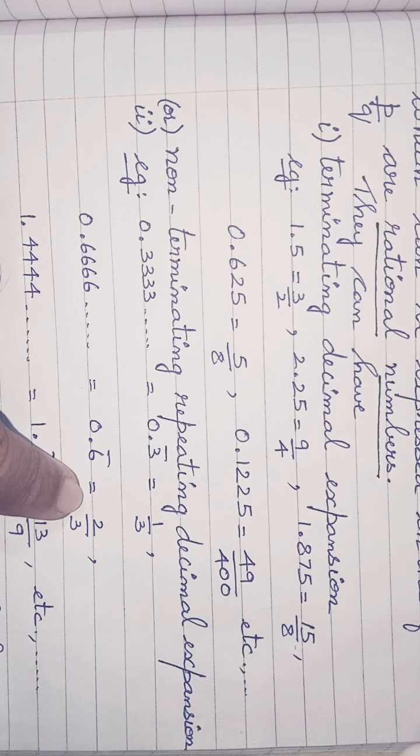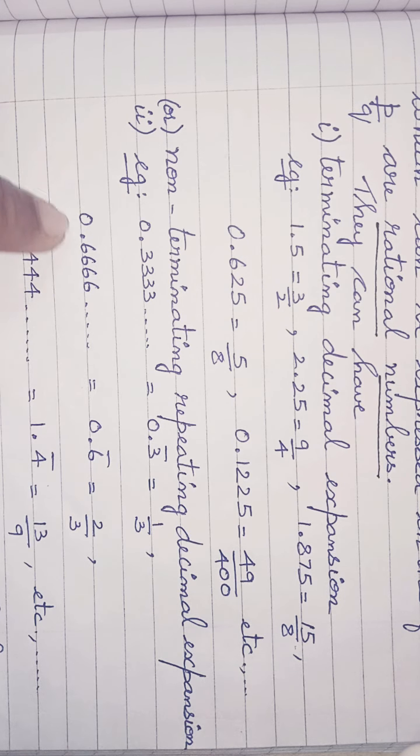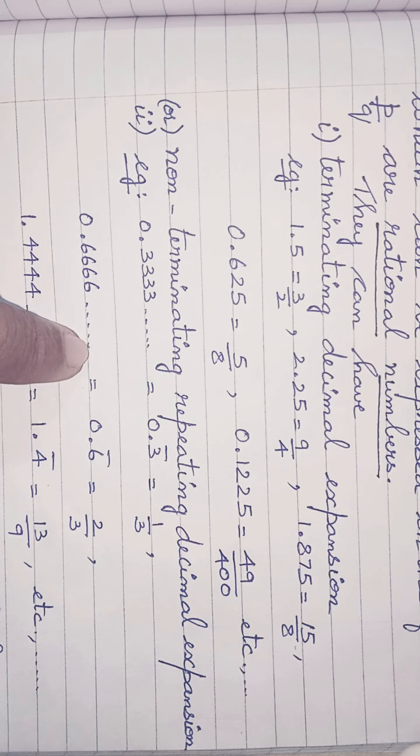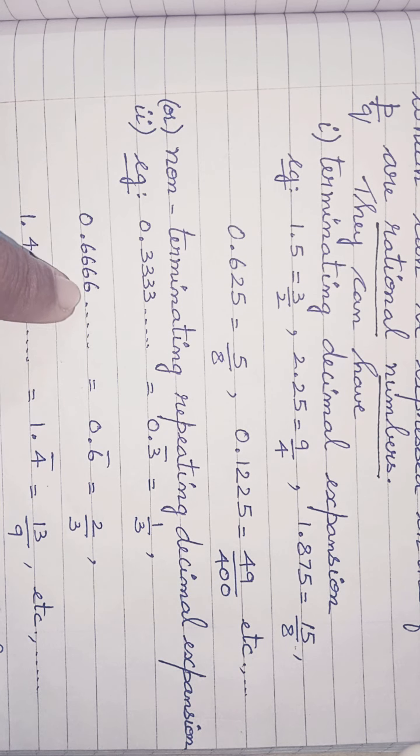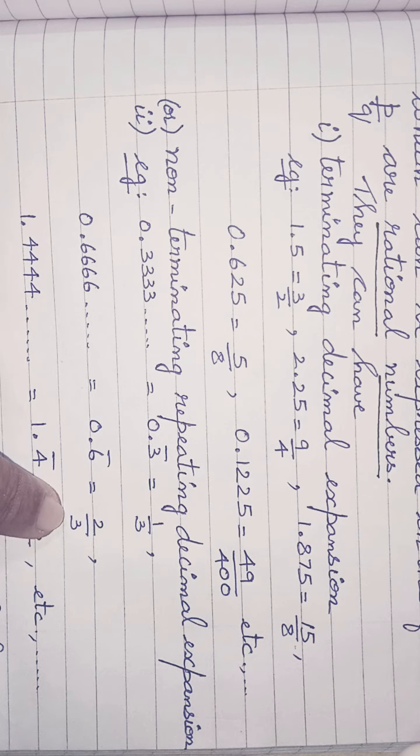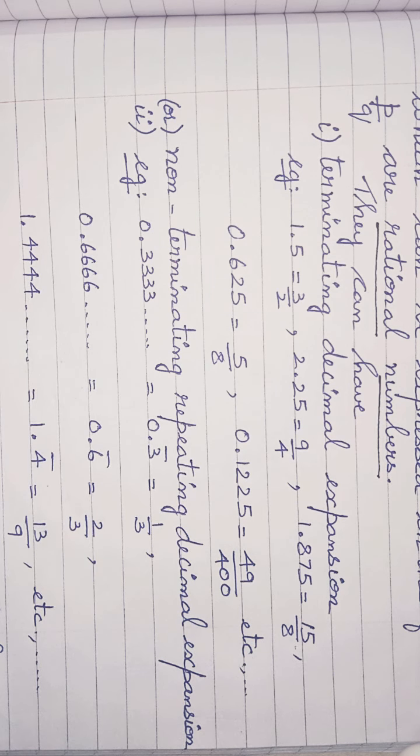Those type of numbers also can be written in the form of p by q. Now this number 0.6666, infinitely continuing up to many places, that is 6 is repeated infinitely many times, can be written as 2 by 3. I will give you one more example.